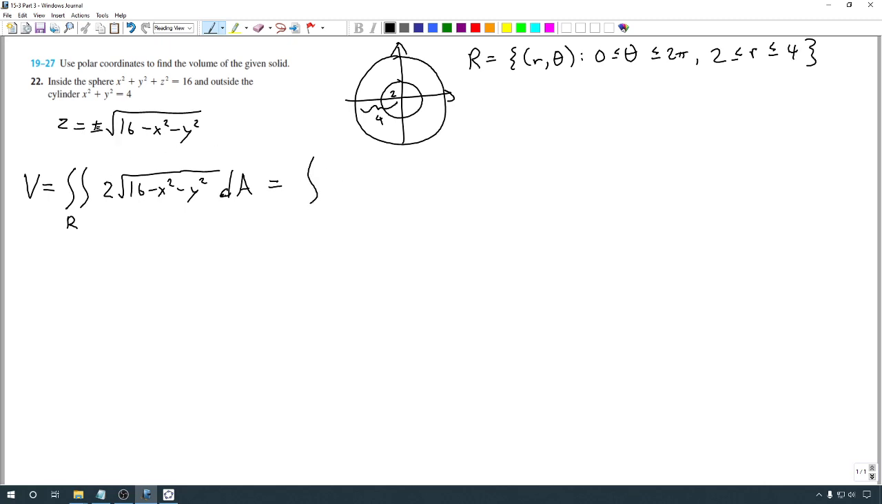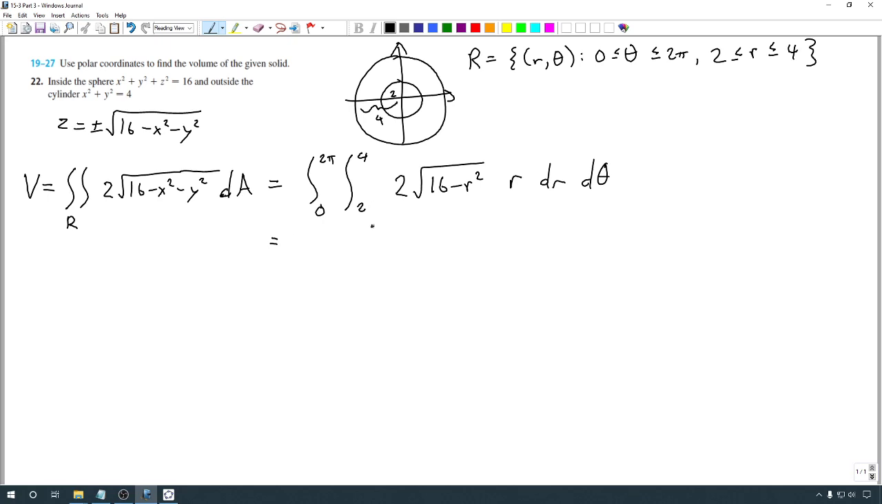But when we're working with polar coordinates, remember x squared plus y squared is r squared. So when we set this up in polar coordinates, we're going to be integrating 2 times the square root of 16 minus r squared. Our limits, again, theta is going to go from 0 to 2 pi. r is going to go from 2 to 4. And then remember we need that extra r and the dr d theta.